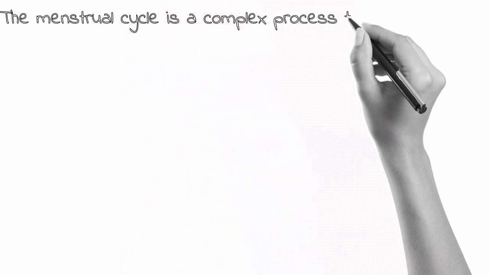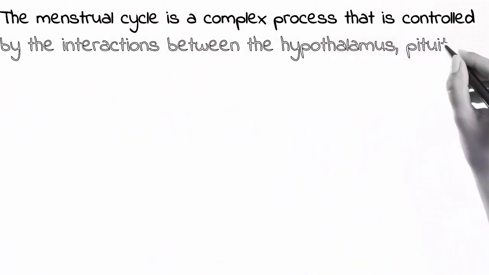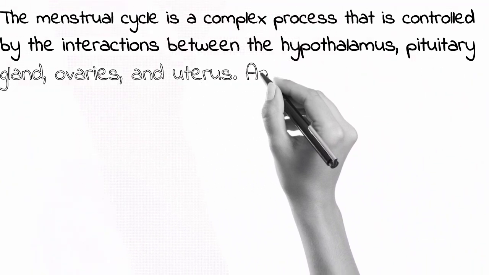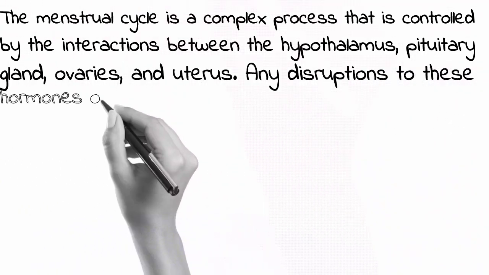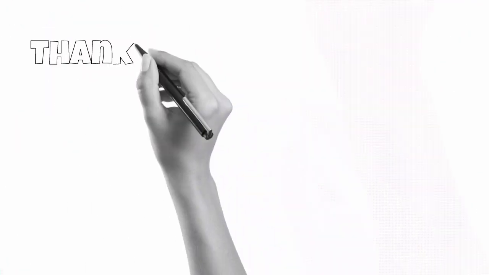The menstrual cycle is a complex process that is controlled by the interactions between the hypothalamus, pituitary gland, ovaries, and uterus. Any disruptions to these hormones or organs can affect the regularity and length of the menstrual cycle.